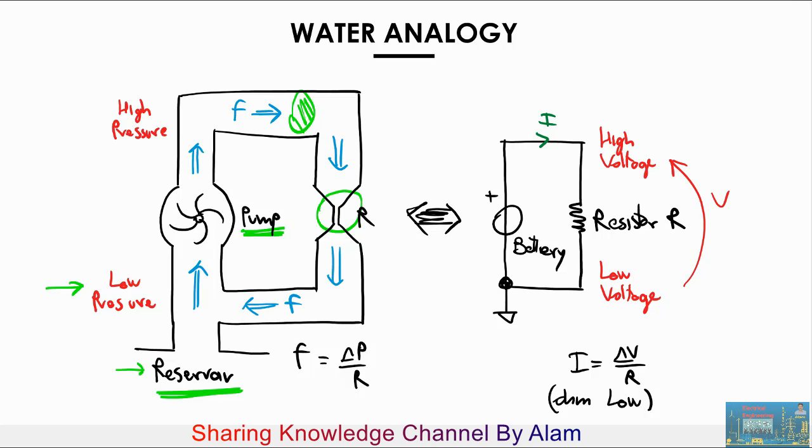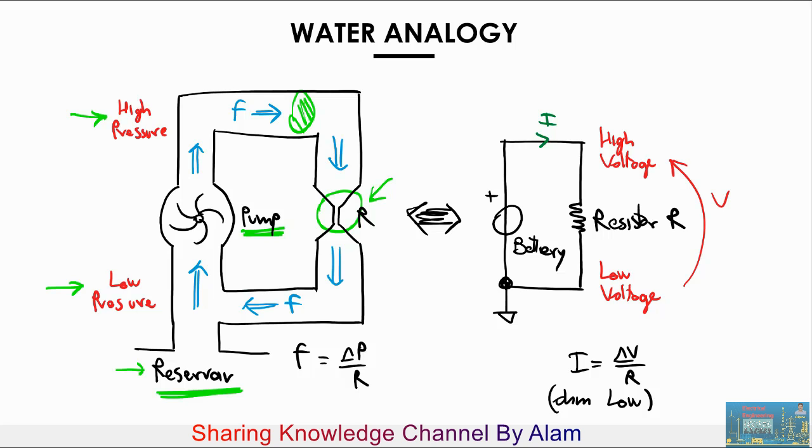The flow of the water is clearly the equivalent of the current. The pressure is the equivalent of the voltage. So we have low pressure, low voltage, and high pressure, higher voltage. The pump is the equivalent of a battery, a device that is able to change the pressure from one point to another. And the choke is the equivalent of the resistance.